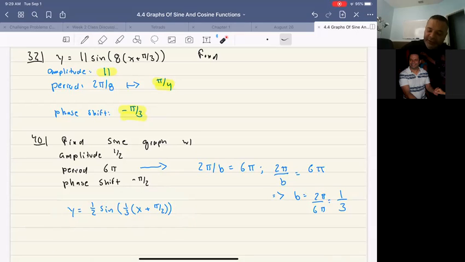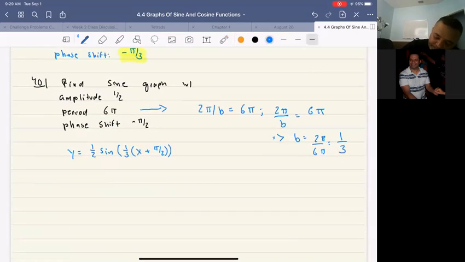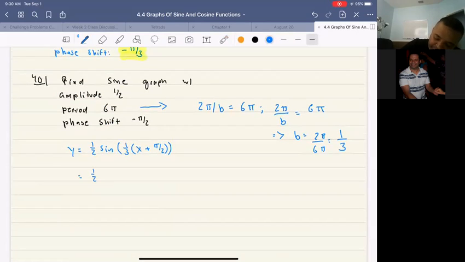You may also see this written like 1/2 sine of x over 3 plus pi over 6. Again, an ugly pi over 6, like so.